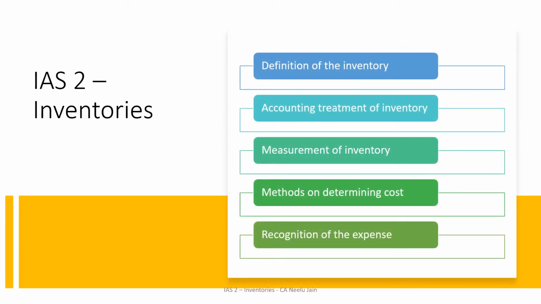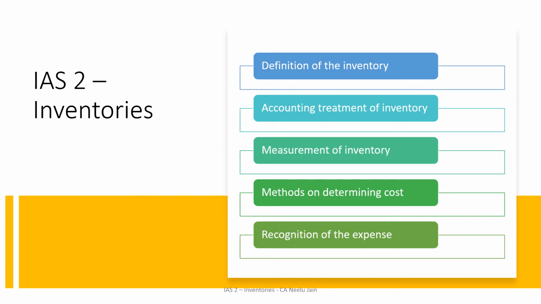IAS 2 Inventories provides guidance on what is basically inventory. So it provides us a definition of what you can consider as inventory and what is not considered as an inventory. Secondly, it lets us know the accounting treatment of inventories. It also guides further on the measurement of inventory. Further, it helps us to know what are the methods to determine the cost of inventory. And lastly, it also helps to know the recognition of the expense in the profit and loss account. So basically, IAS 2 Inventories consists of these 5 points.